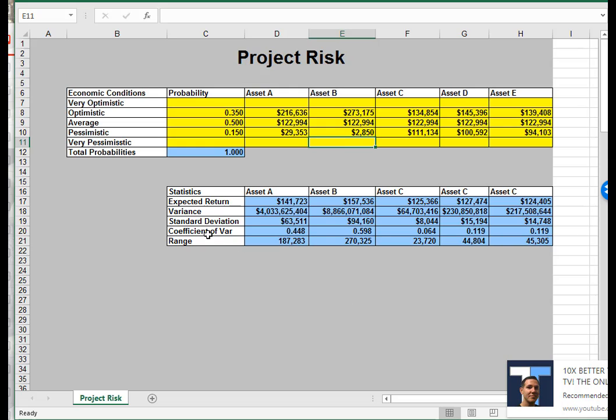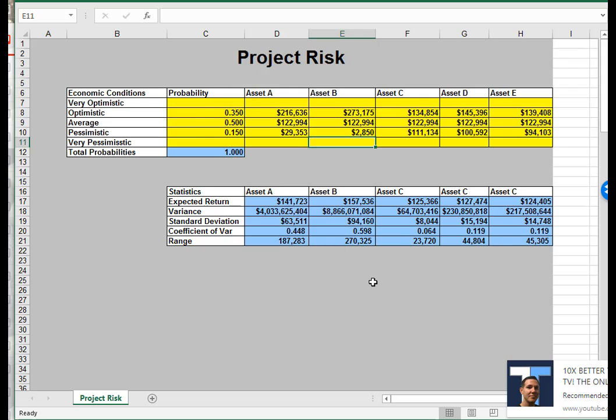The coefficient of variation is the best measure, if you will, of making comparisons, better than standard deviation. But as you look across this line, you can find that asset C far and away has the lowest coefficient of variation at 0.064. The range is simply the highest score minus the lowest score. It's a measure of risk, and again, asset B has the greatest range, but it doesn't take into account probabilities.